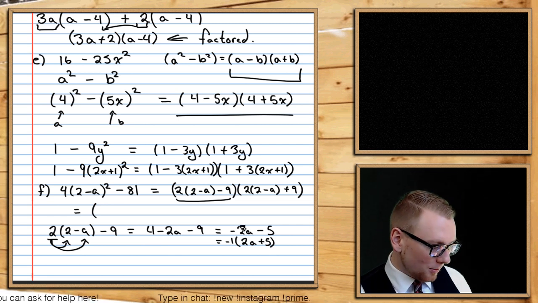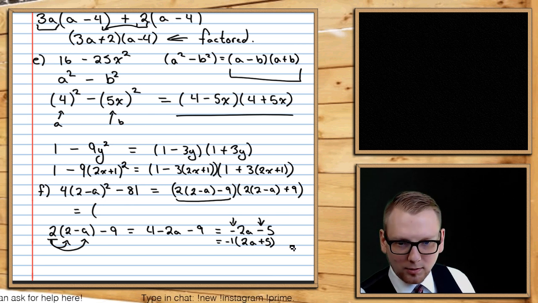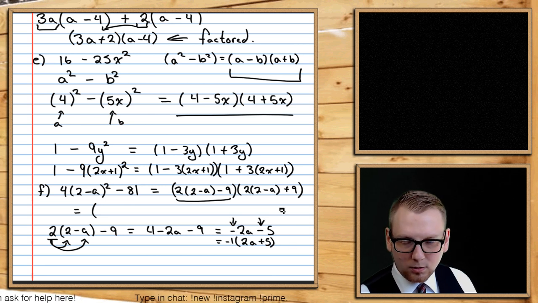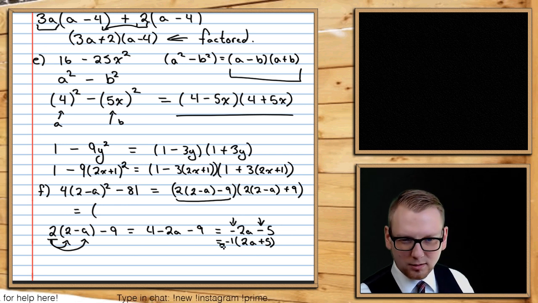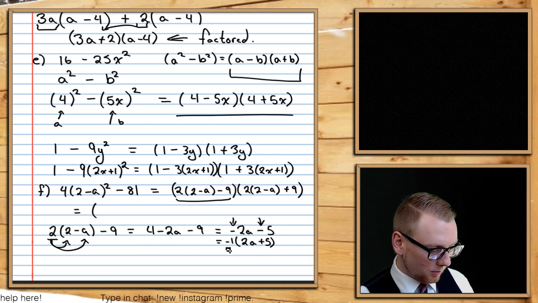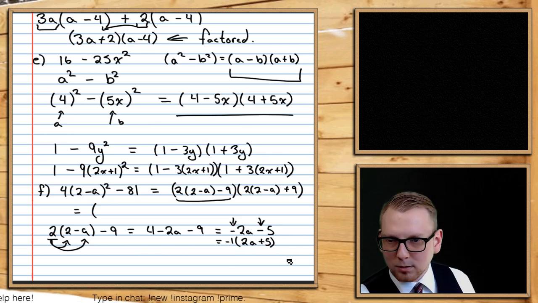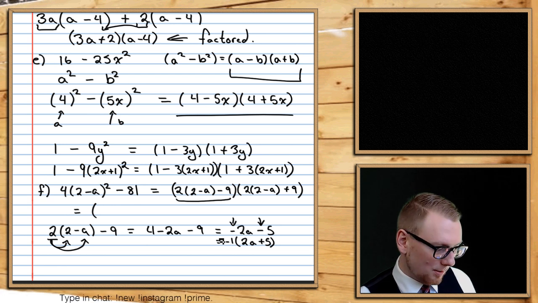So all I did was realize that there's a negative in front of the 2 and a negative in front of the 5. So I can take out minus 1 because we don't like to leave so many negatives around when factoring. So then just taking out a minus 1 makes them both positive. Does that make sense?